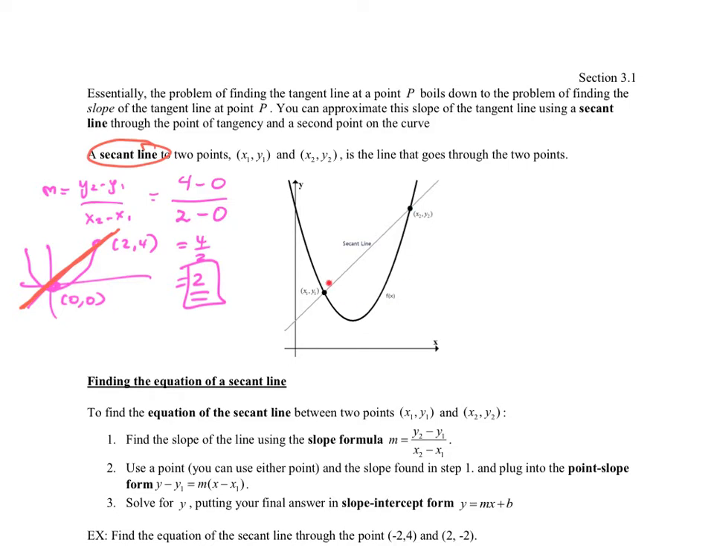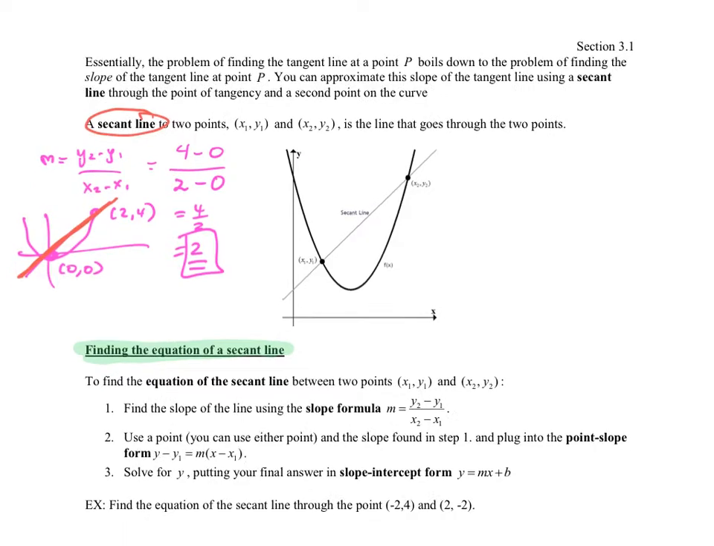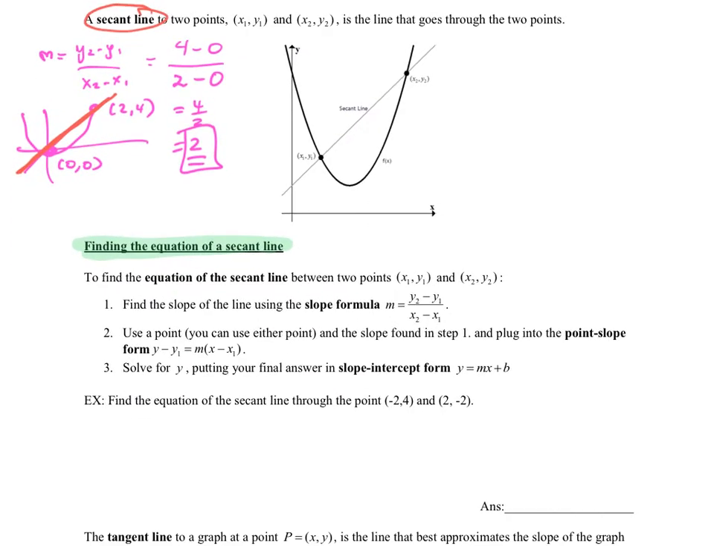Let's make sure you're comfortable with secant lines. Again, I've shown you a graph here. We've got the first point, (x1, y1), and the second, (x2, y2). How do we find the equation of a secant line? Hopefully you remember this, because finding an equation of a line is something that we're going to do numerous times this semester. To find the equation of a secant line, the first thing you want to do is find the slope.